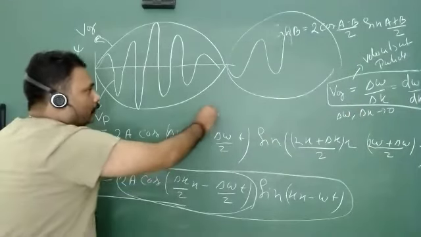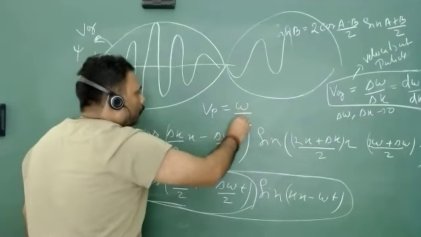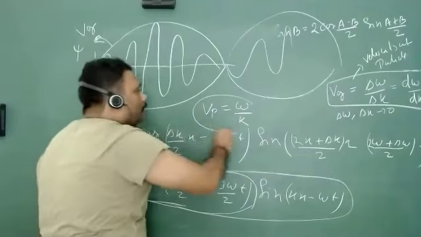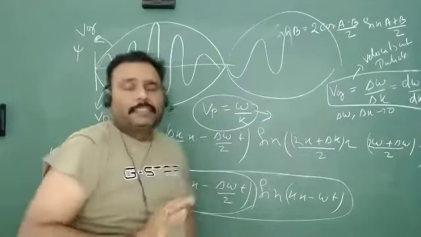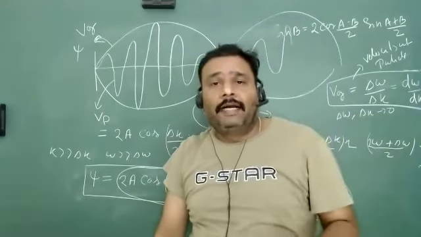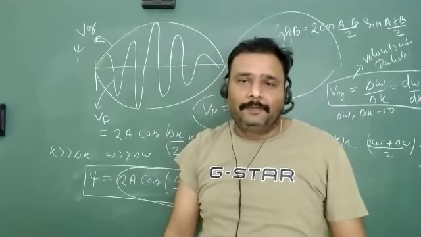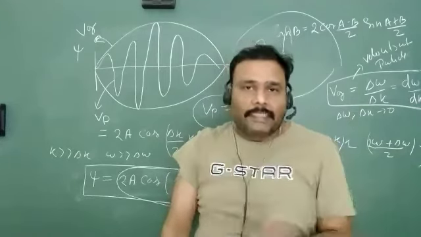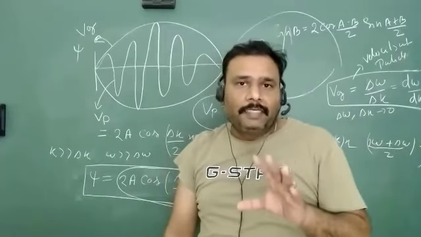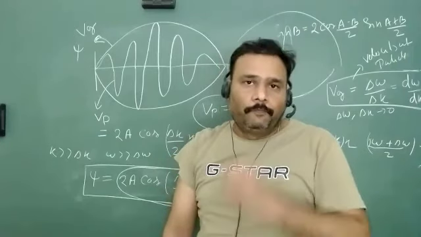So what is phase velocity? Phase velocity Vp is equal to omega upon k. And you will be surprised, this phase velocity has no physical significance. Sometimes you will find that it is more than the velocity of light. So it has no physical significance, only mathematical significance. What is physically significant is the group velocity.